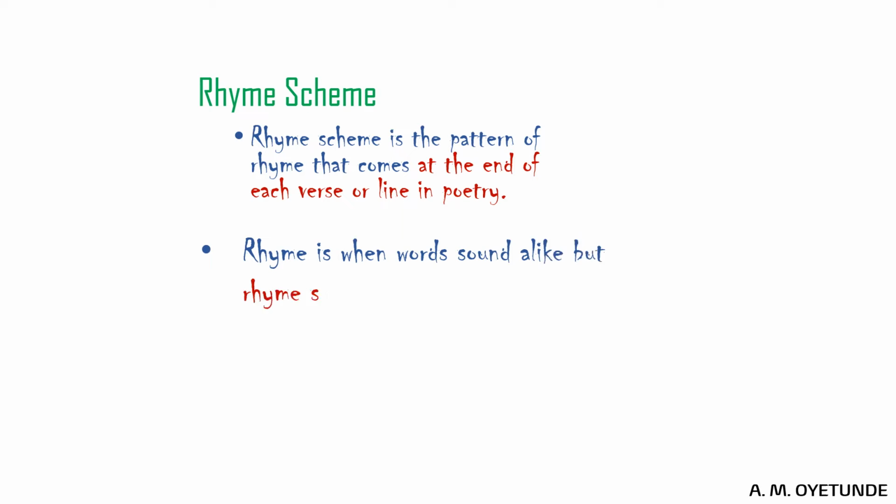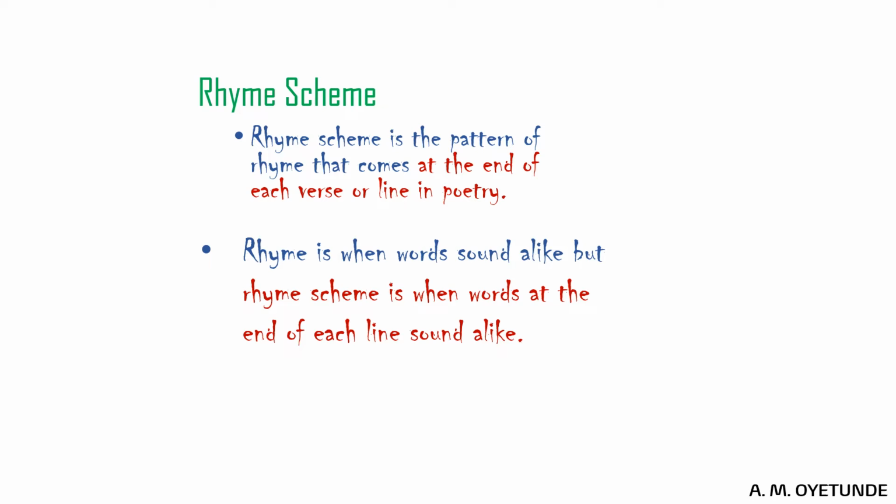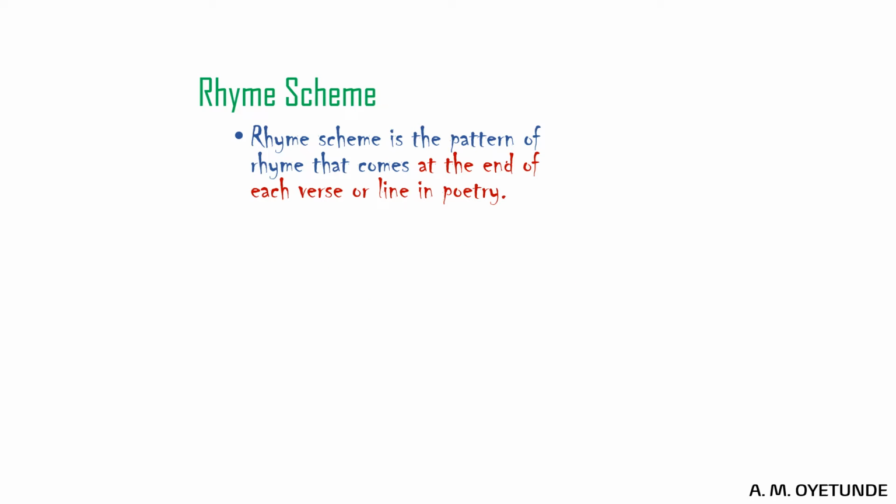However, rhyme is when words sound alike. So you need to learn the difference. Rhyme is when words sound alike, but rhyme scheme is when words at the end of each line sound alike. Now, examples of rhyme, we have sat and mat, take, fake, eat, sit. Now, that is how rhyme works.